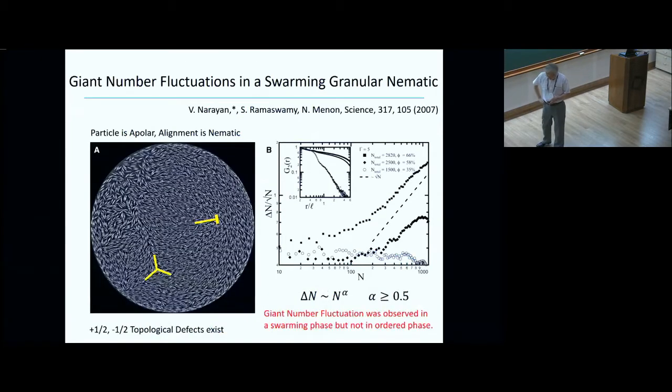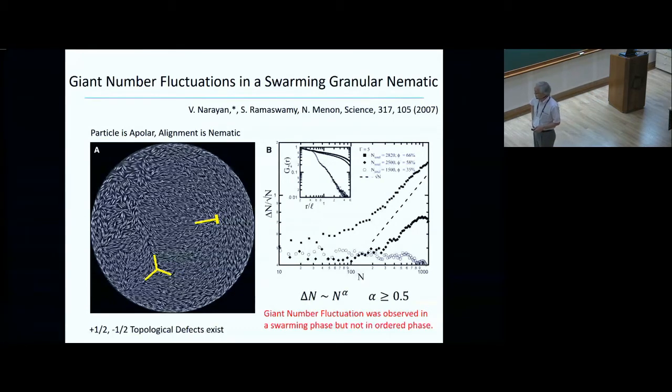So this is the paper by Narayan, Ramaswamy, and Menon, and they used long rods shaken vertically. And when they increased the density, they observed nematic order. And in fact, they also observed topological defects in this nematically ordered system. And they also found the giant number fluctuation.